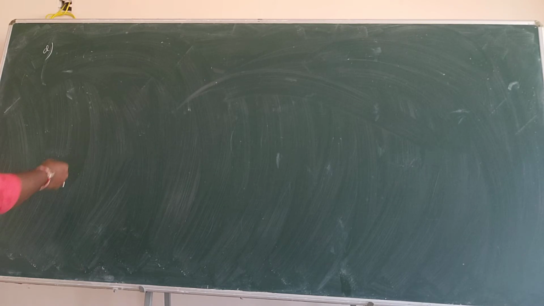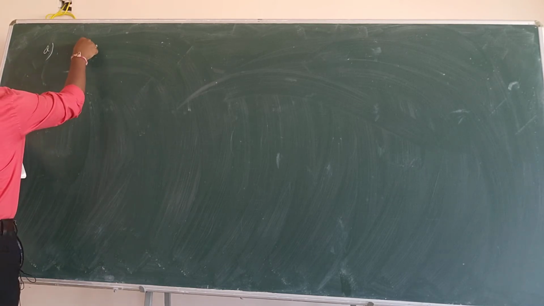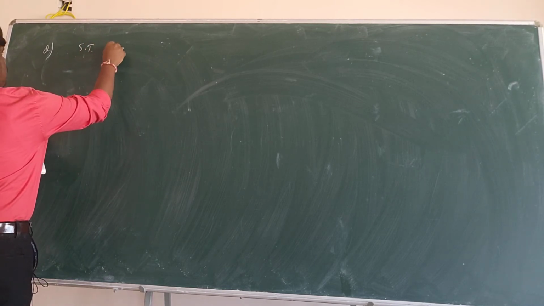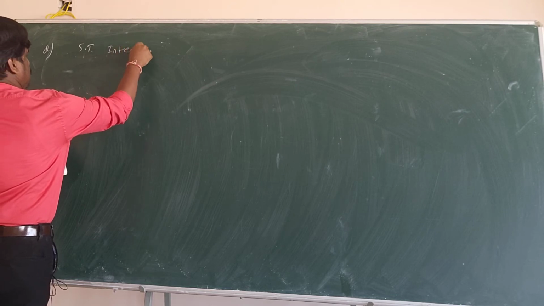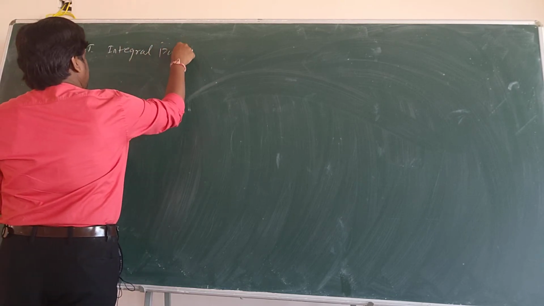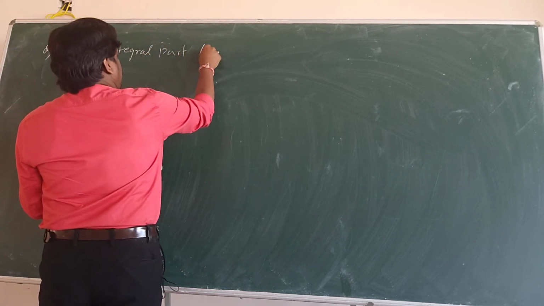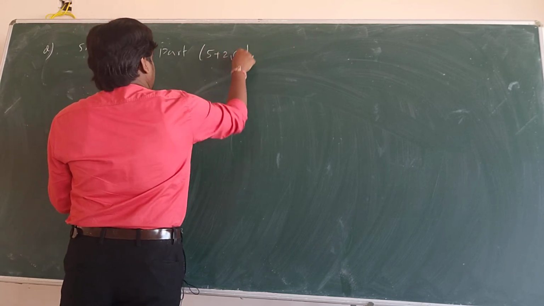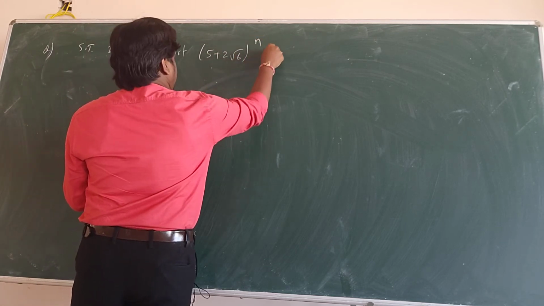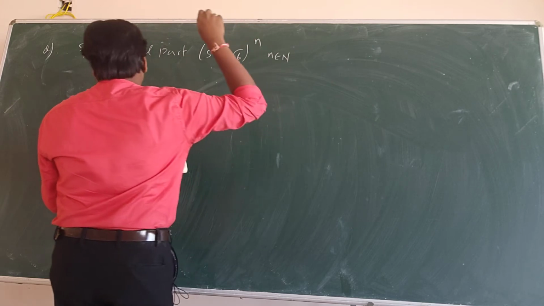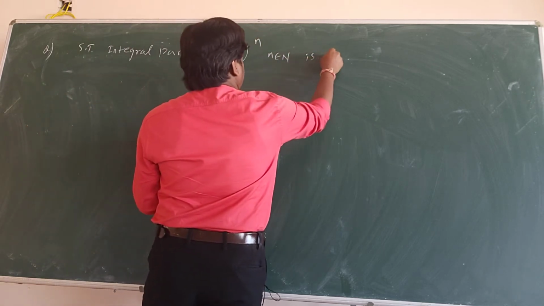Next question is, show that the integral part of (5 plus 2 root 6) to the power of n, where n belongs to capital N, is odd.